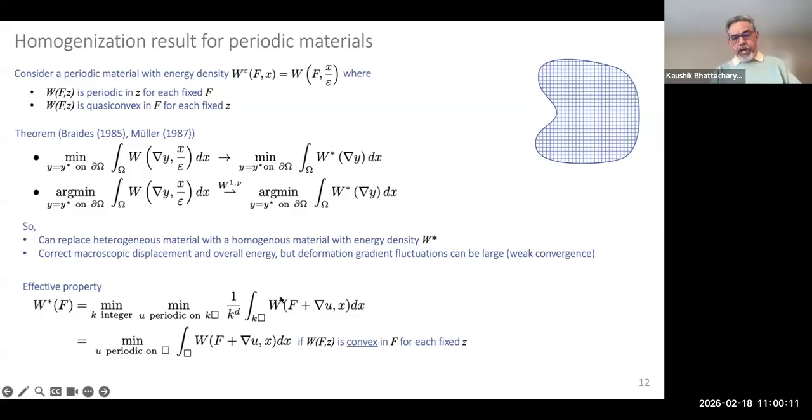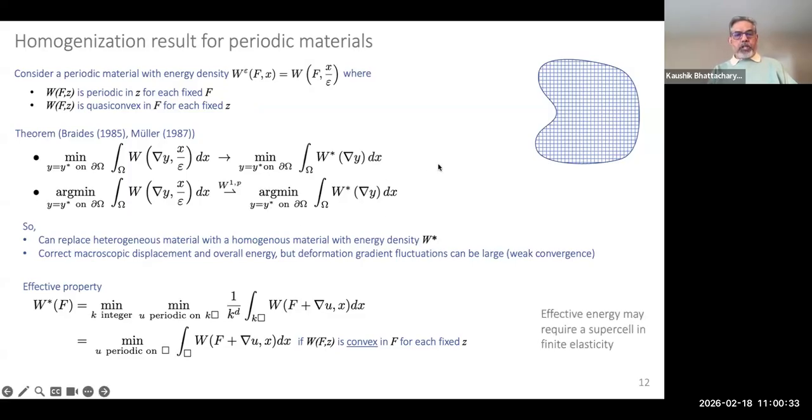If W is convex, as it was in the linear case, then you can reduce it to a single period unit cell. But in general, if W is not convex, and in finite elasticity the energy is not convex, it's only quasi-convex, you cannot do this. So let's try to think about the physics of this.